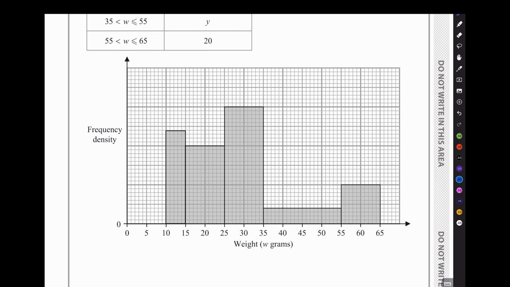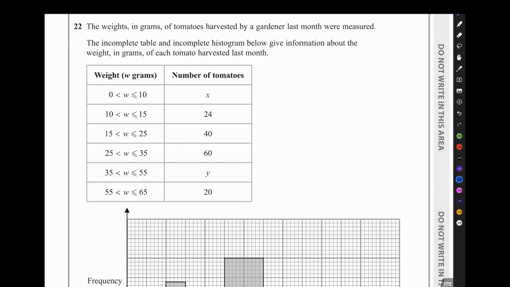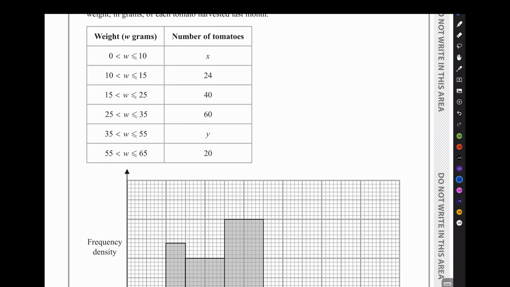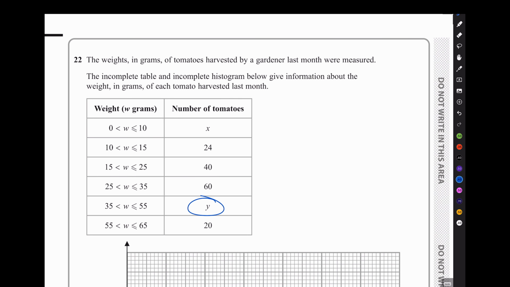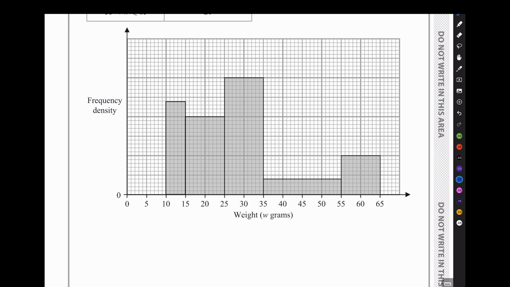Okay, so this has some incomplete information. The first thing that I usually do is count the number of small squares. Let me just write them down right here. So the number of small squares right here is 10 times 10, which is 20, right?